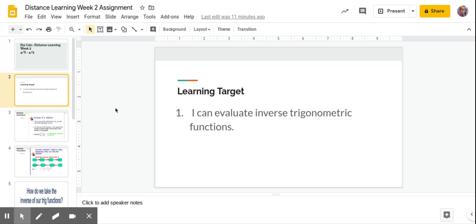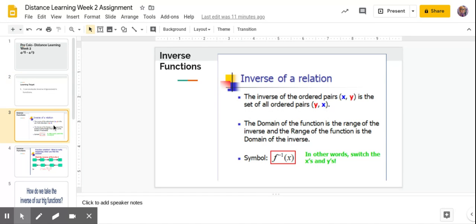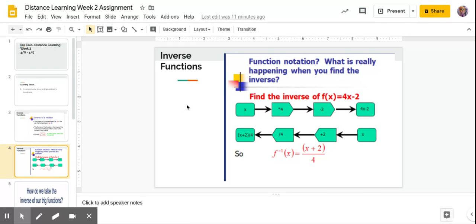Our learning target this week is that I can evaluate inverse trigonometric functions. The first thing we have to unpack here is this idea of an inverse. Way back in Unit 1, we talked about inverses as the flip of x and y. So we saw them as ordered pairs. If the function was x comma y, the inverse is y comma x, and the domain and the range switch. And so the symbol is f inverse of x.